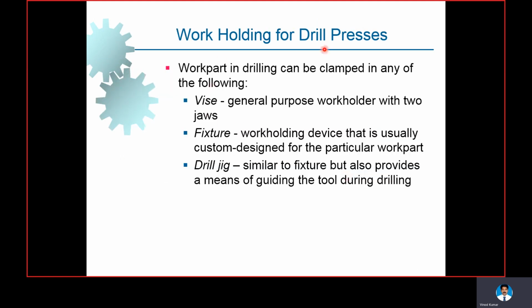Now, work holding for drill presses. There are three types of work holding for drill presses: vise, fixture, and drill jigs. A vise is a general purpose work holder with two jaws. A fixture is a work holding device that is usually custom designed for the particular work part. And a drill jig is similar to a fixture, but also provides a means of guiding the tool during drilling.